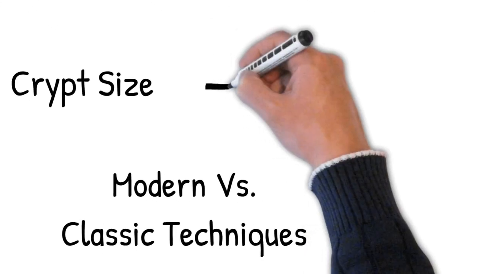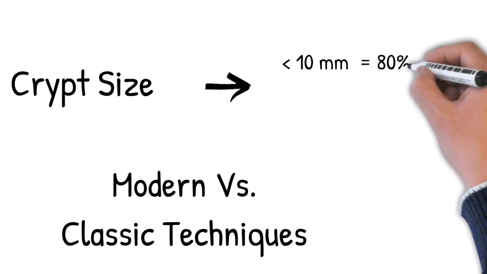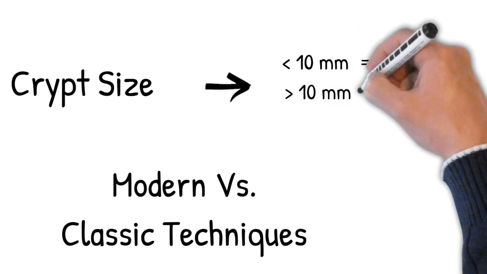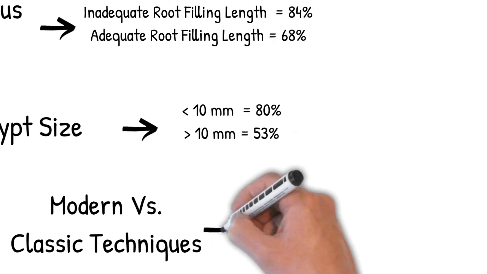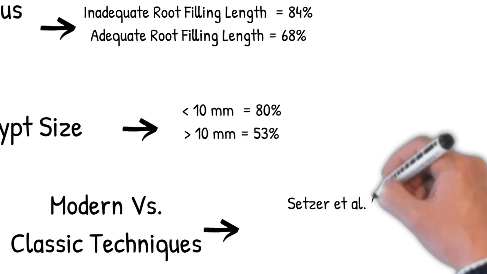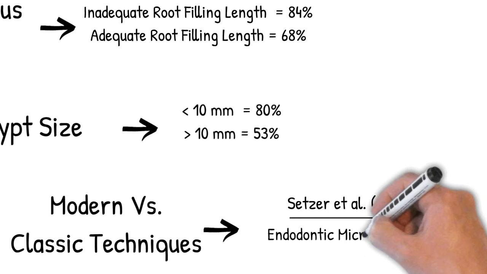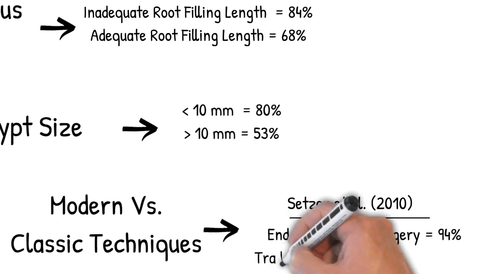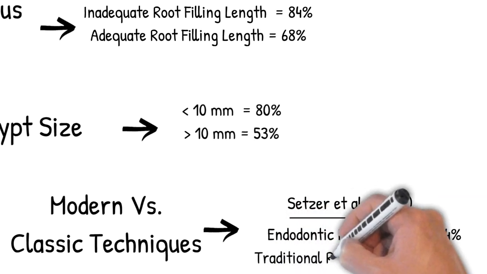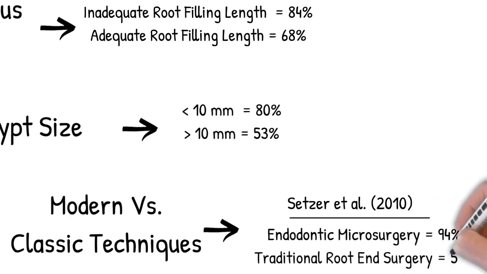The crypt size played a significant role. When crypt size was less than 10 millimeters, 80% were successful. Once it was greater than or equal to 10 millimeters, only 53% of the cases were successful. When comparing modern endodontic microsurgery with some of the classical techniques, Setzer and colleagues in 2010 found that microsurgery achieved success rates of 94% when using ultrasonic instruments, bioceramic materials, and microscopy, whereas with traditional root end surgery, only 59% of the cases were successful. So that's just some categories that you can break up the success rates into to help make more sense as you're studying.